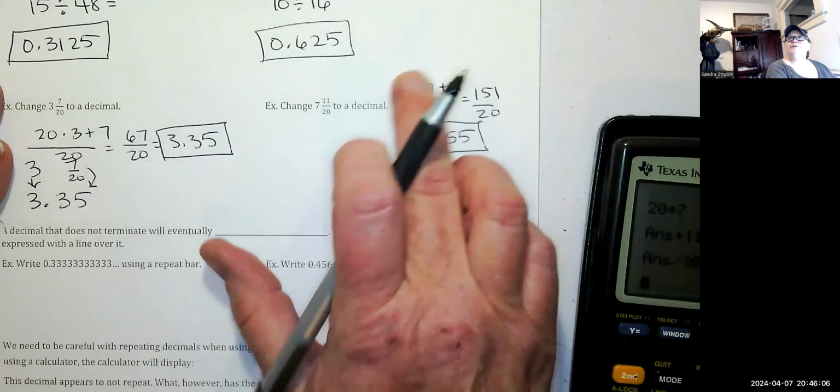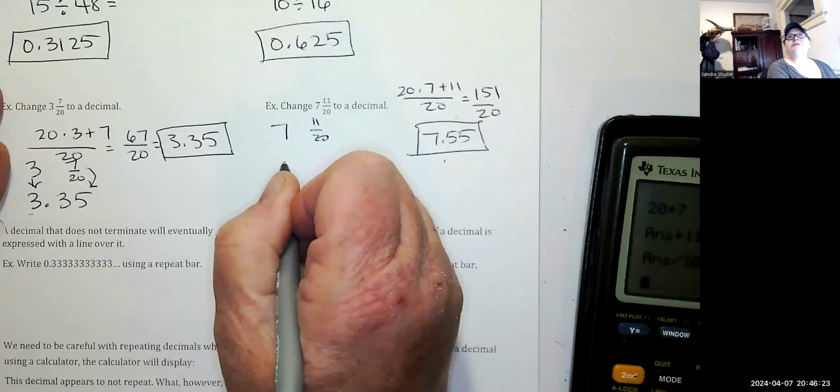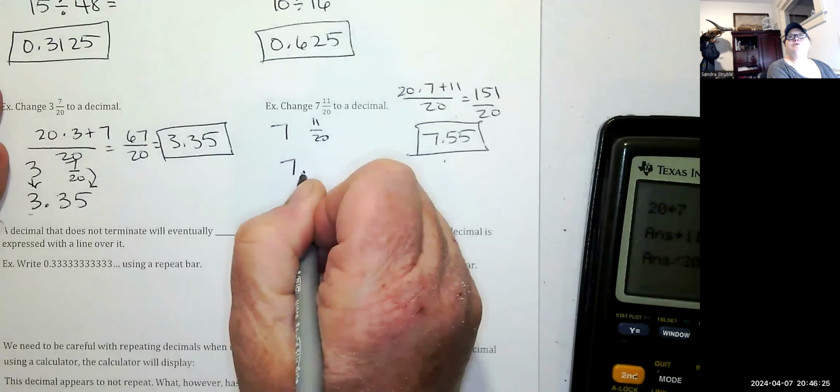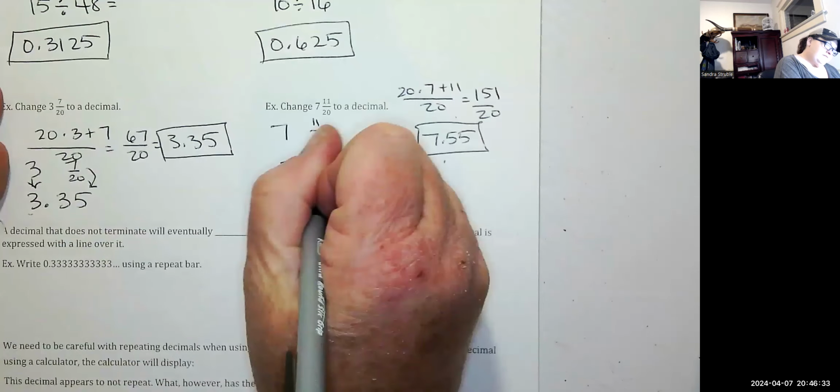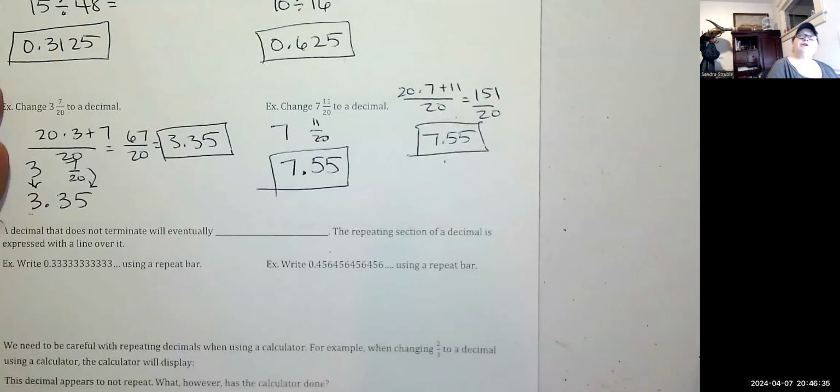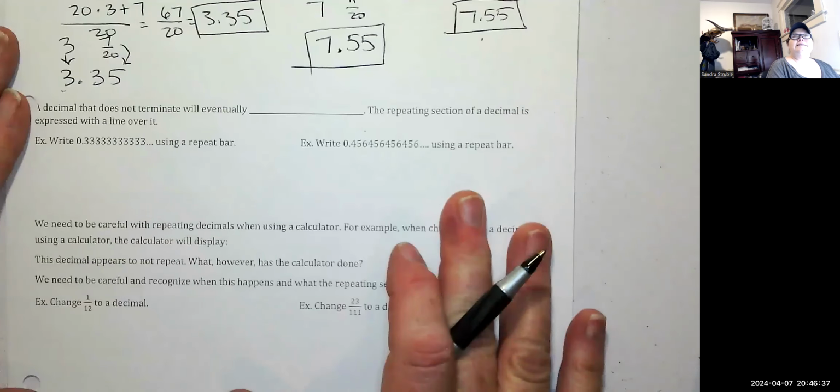Okay, now I'm going to do this for the ones who choose to do it in this version. So 7 and 11/20. 7 is going to be the 7, and then we're going to have a decimal. And then 11/20 is just your 11 divided by 20 equals 0.55. And there you go.